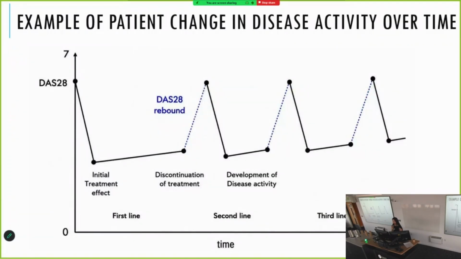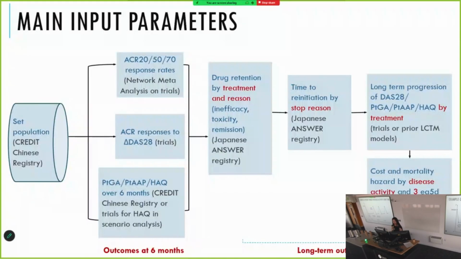Here is an example of the changes in disease activity score over time. As you can see here, for each treatment line, there's an initial drop in the disease activity score to represent the treatment response. And over time, there is an annual change rate to reflect the natural disease progression. By the end of each treatment line, the improvements in the disease activity score will be lost, so it bounces back to the baseline value before it's switched to the next line.